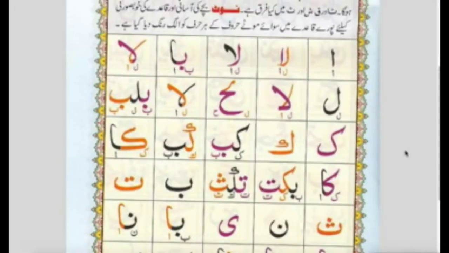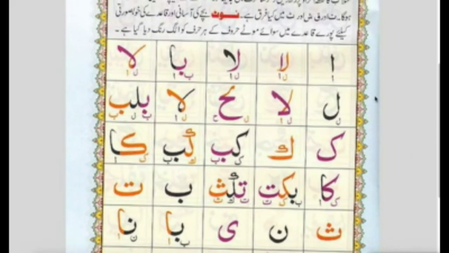In today's video, we're going to learn different shapes of Arabic alphabets. So please read with me, and from here we're going to read the first letter, Alif. This is the first letter, Alif. Next letter is Lam, Alif.